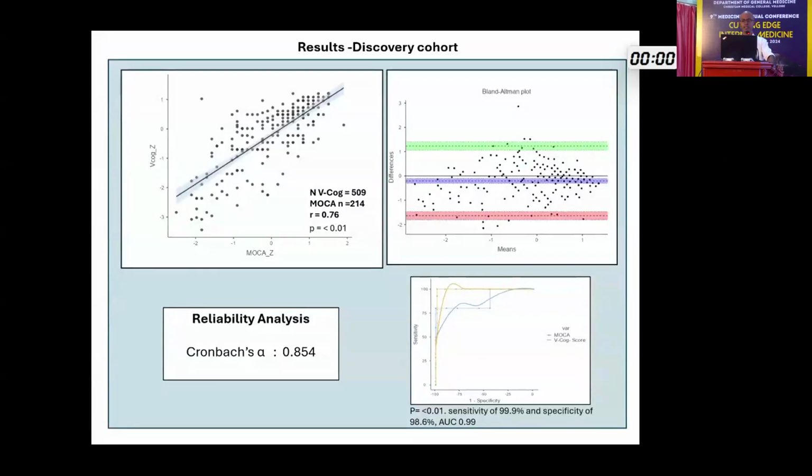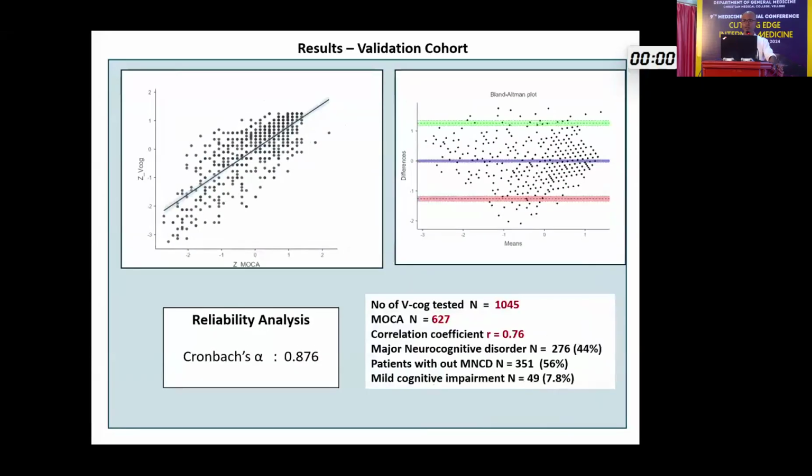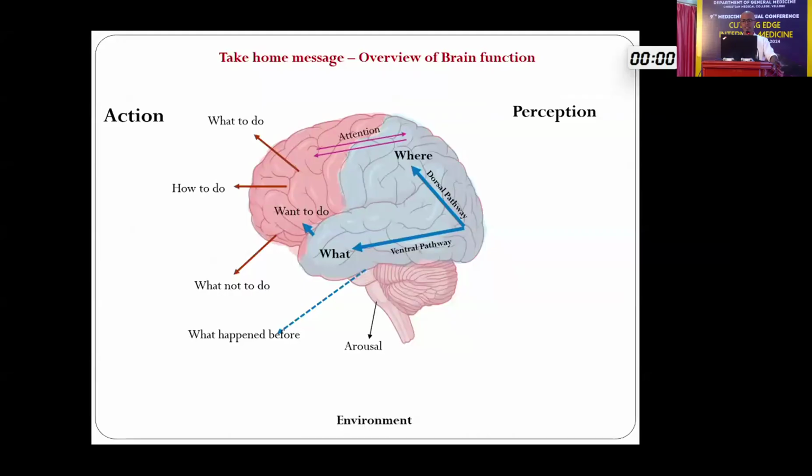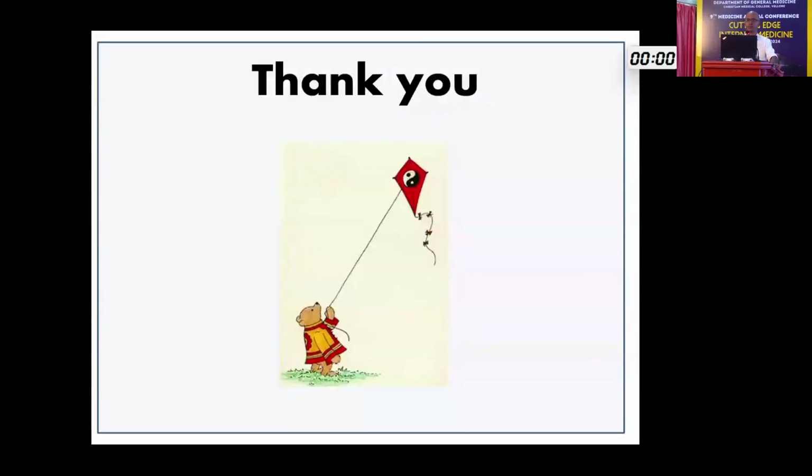So we compared it. Initially, we had a discovery cohort of close to 500 patients, a validation cohort of 1,000 patients, and we established cutoffs for dementia, which is 29, and for MCI, which is 29 to 35. And we find that this is a very useful tool, and we encourage everyone in the hospital to order these tests to find out whether your patients have any cognitive impairment or not. And take home message, this is a simple tool for brain function, which you can use at the bedside. And thank you for your time.